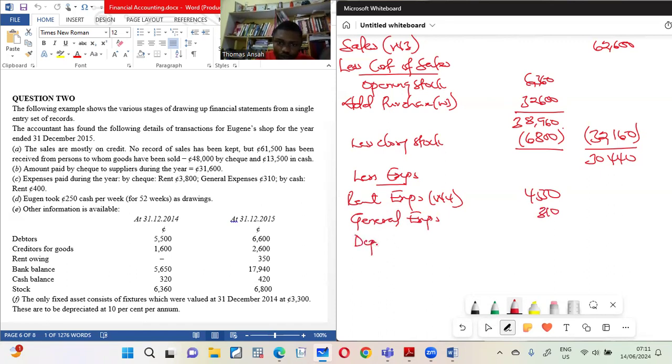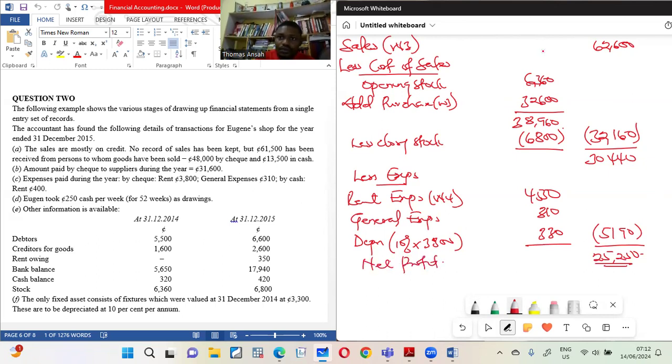Then the depreciation they wanted us to do, all right, which they said is 10% per annum. Okay, so this is the only figure we have there. So the 10% is 330, right? So let's add this and deduct. So I have 4,550 plus 310 plus 330. I have 5,190. So what is my net profit? So 30,440 minus answer gives me 25,250. So this is my net profit. All right. Just a second.